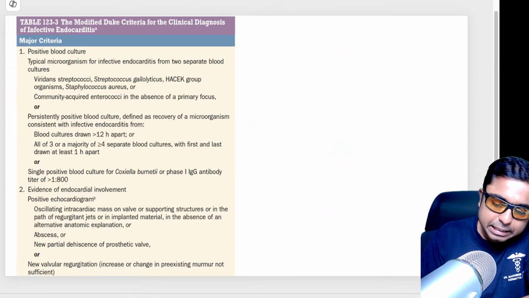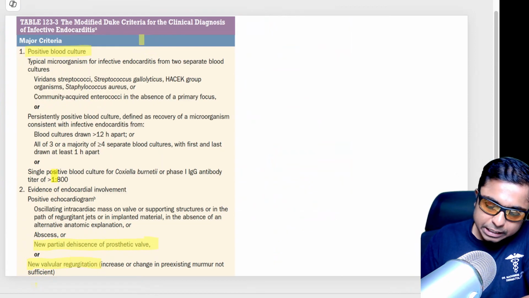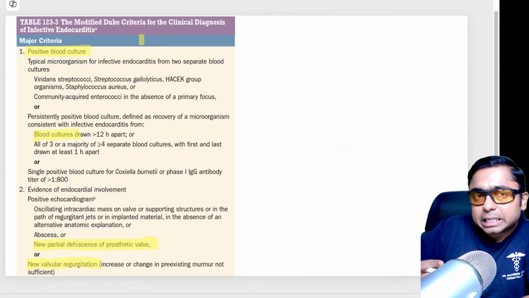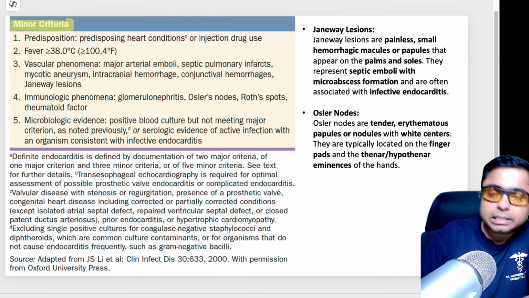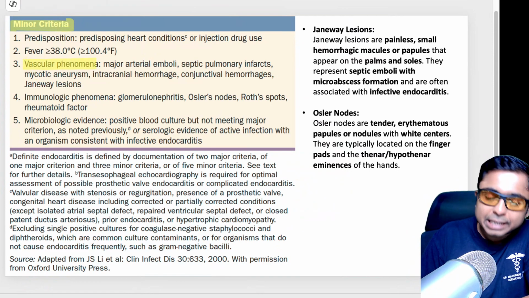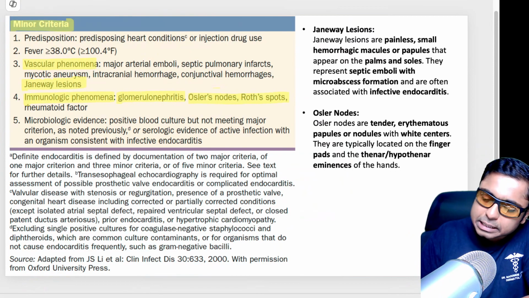So you can see this is the table from Harrison. You are able to see the positive blood culture, new partial dehiscence of prosthetic valve, and new valvular regurgitation. These are all the major criteria, whereas this list is showing the minor criteria. You can see vascular phenomenon, under this Janeway's lesions, and immunologic phenomenon, under this Osler's nodes, Roth spots and also glomerulonephritis. Now you might be wondering, what is this Janeway's lesion?